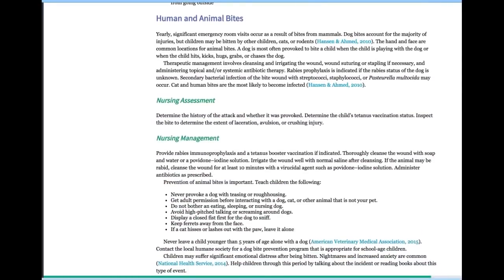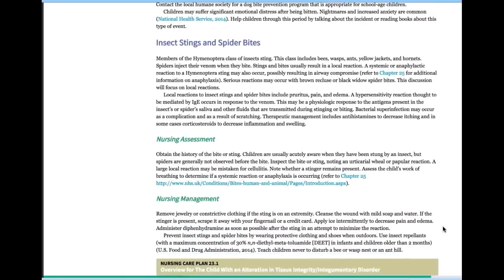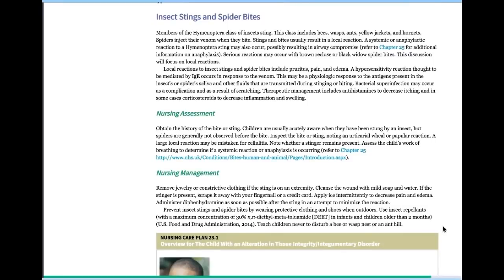Human and animal bites. Here are some good teaching points again on how not to get bit by a dog, and keep your ferrets away from the kid's face. Bee stings, spider bites, we see a ton of that. Insect stings, mosquito bites. One of the main complications of that is infection. If kids scratch, or if they're pickers, then those little ones can get infected. Most of the time a Neosporin topical is enough to take care of that. However, sometimes we have to move on to the Bactroban, the higher potency topical antibiotic.